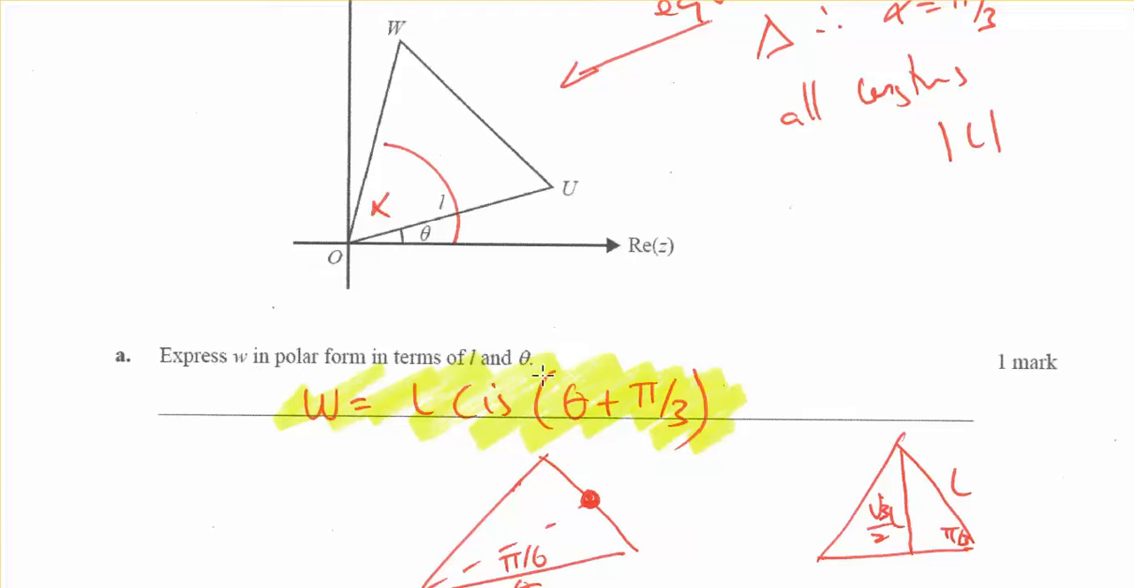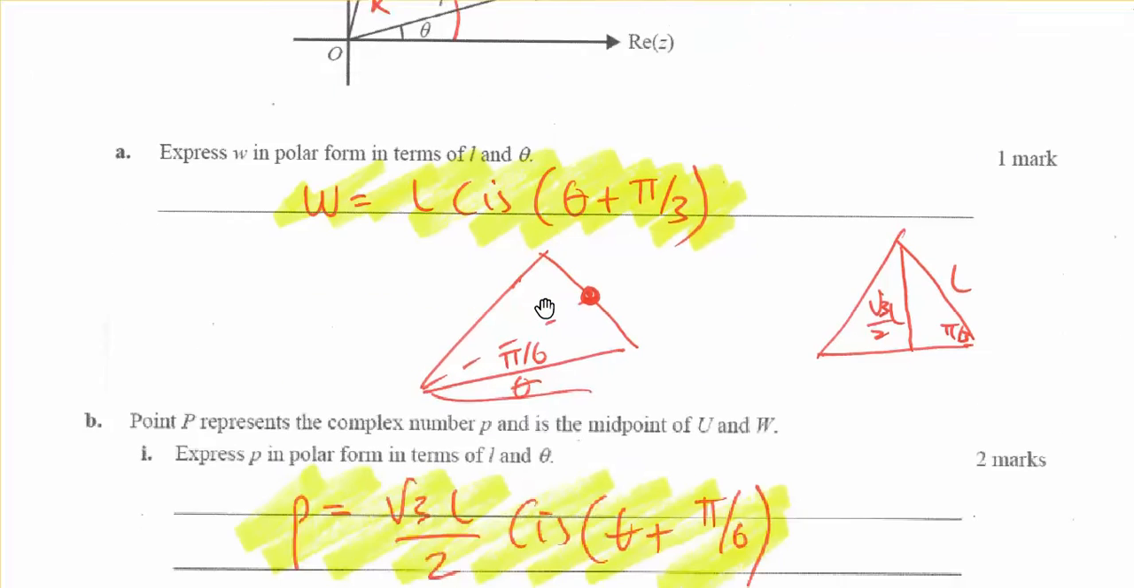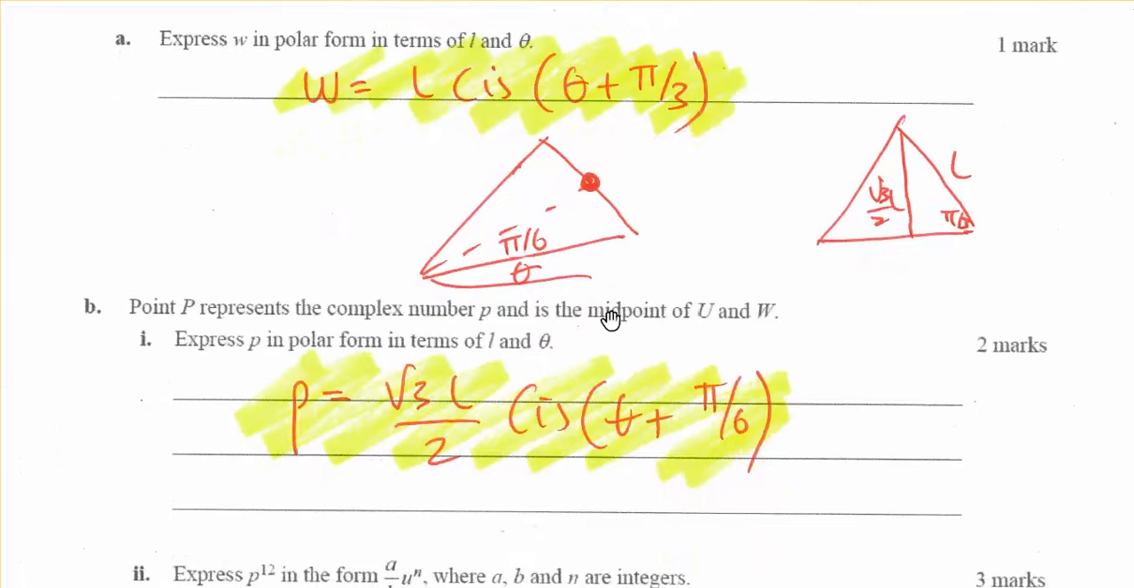So express W in terms of L and theta. Here is W. So it's going to be, the length is L cis (theta plus pi on 3), because I'm looking at the angle from the real axis all the way around to W, so it's going to be pi on 3 plus alpha. If P represents a complex number which is midway from U to W, express P in polar form.